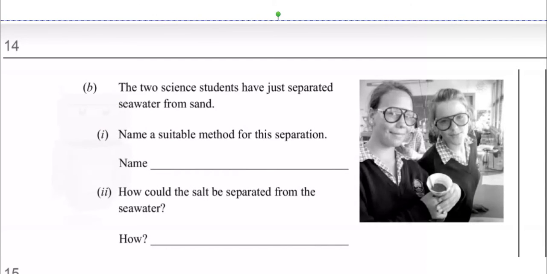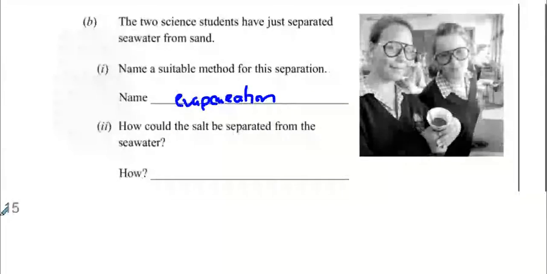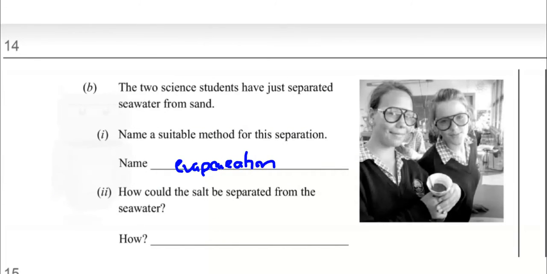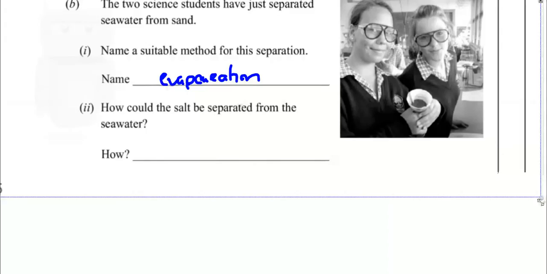Now, 14. Two students have just separated seawater from salt. Name a suitable method for this. Evaporation. How could the salt be separated from the seawater? By boiling the salt away off the water. It's an interesting one. How could it be done?